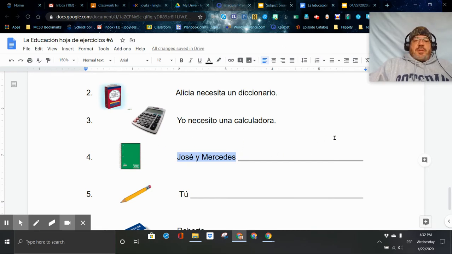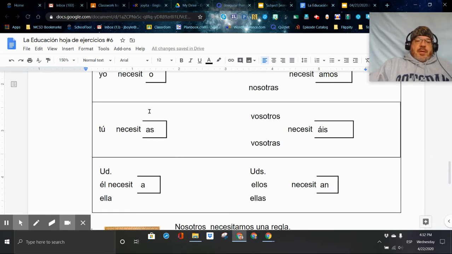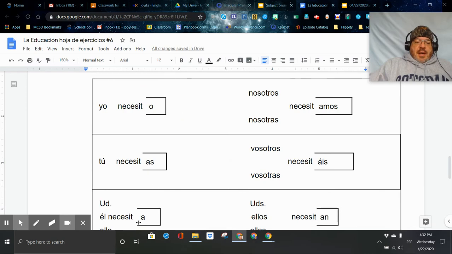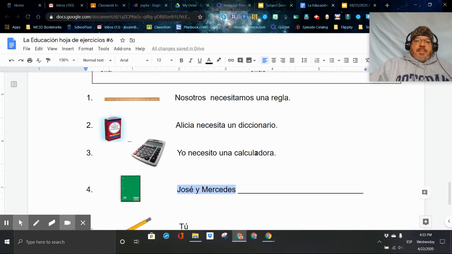You're going to have to look up some words. The other thing you're going to have to remember is how to end the verb. Here it is right here. O, as, a, amos, áis, an. And the last thing you've got to remember, besides the vocab, is if it's masculine or feminine. And you have to say un, una, unos, or unas.